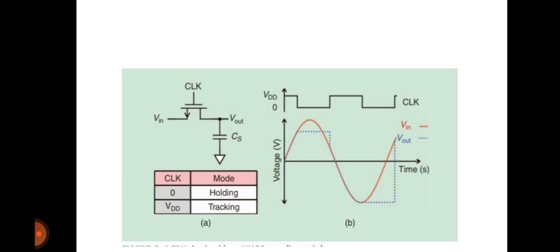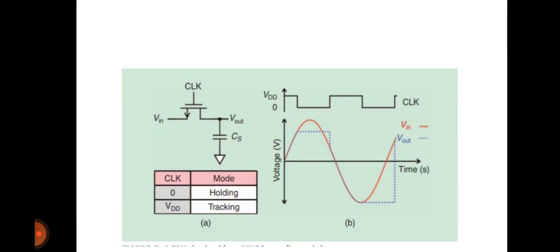Now in this picture you can see that CLK goes through, and Vin is generated and Vout through capacitors, then CLK mode 0 holding, VDD tracking. Next, from VDD to CLK there are ups and downs.